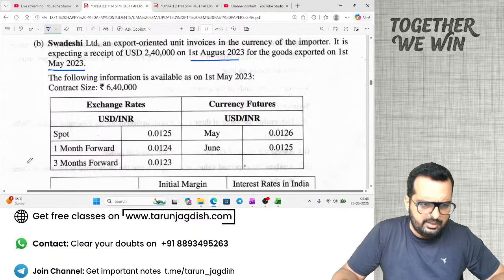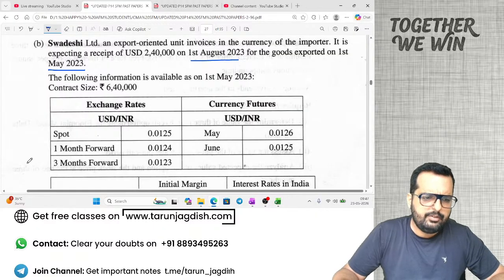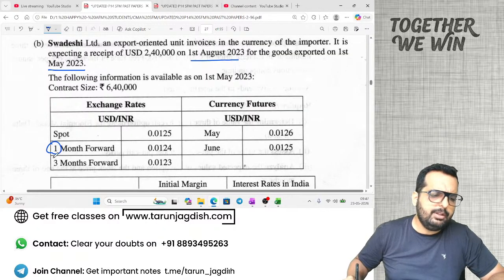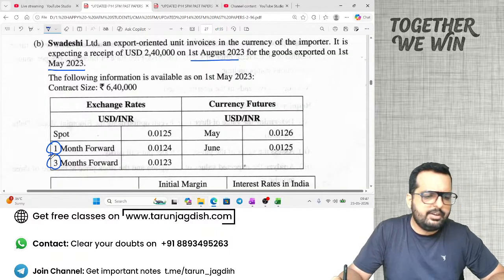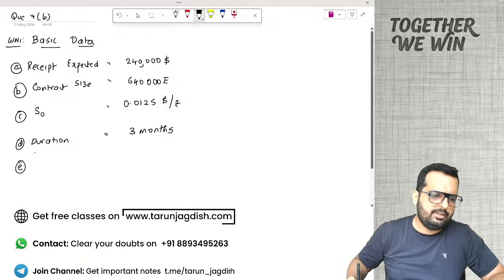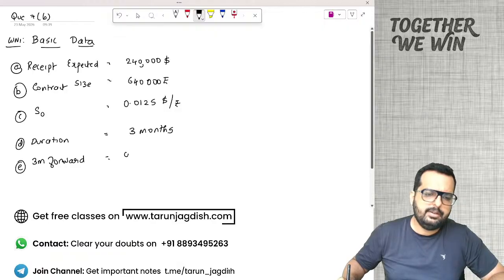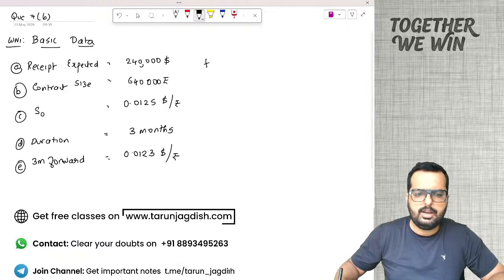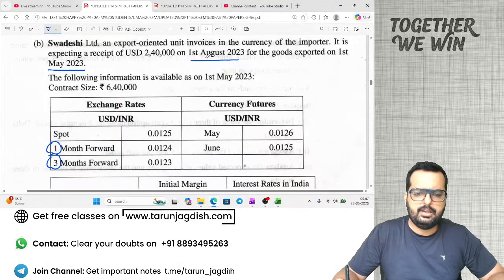6,40,000 is the contract size. So now tell me, is 1 month forward relevant or 3 months forward relevant, friends? 3 months forward is relevant. So I'll write down over here 3 months forward. That is 0.0123 dollar per rupee. Everybody clear?